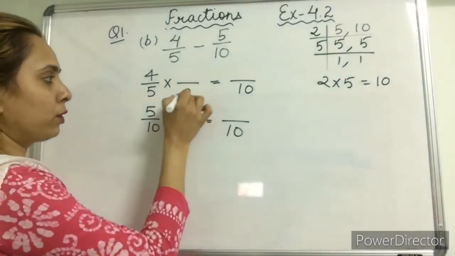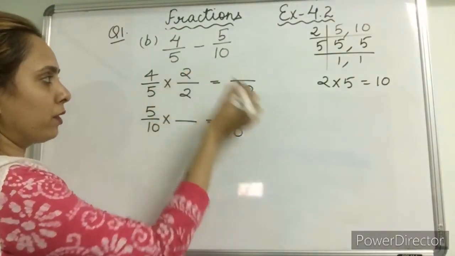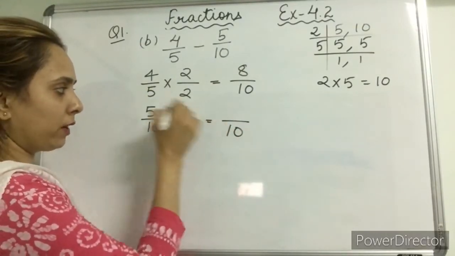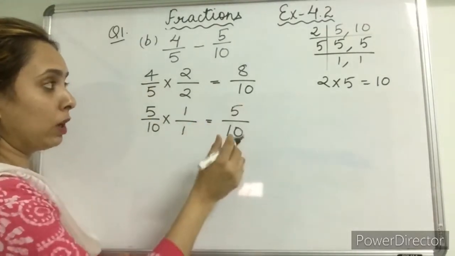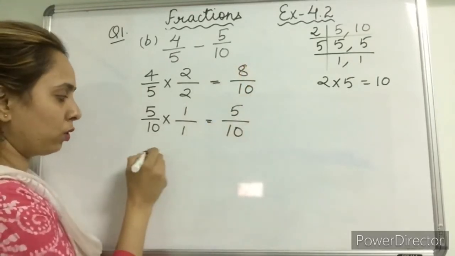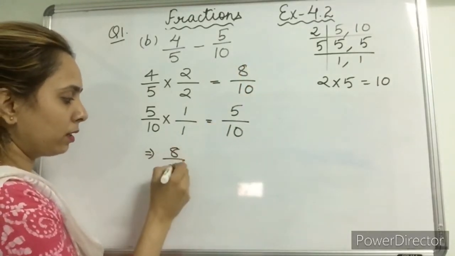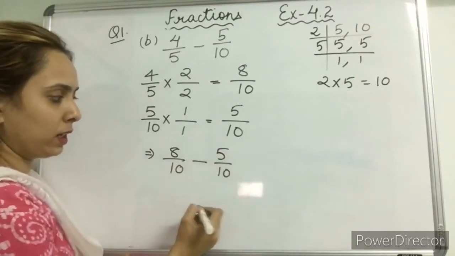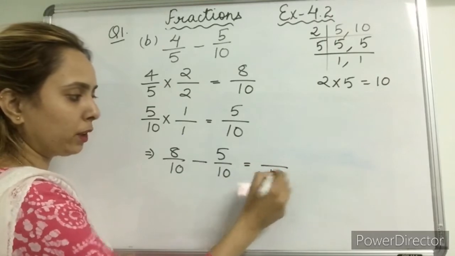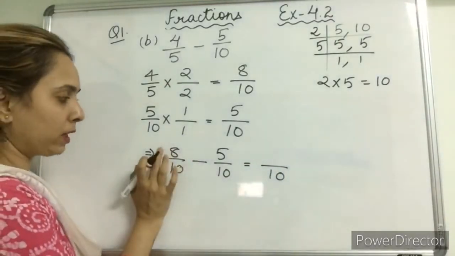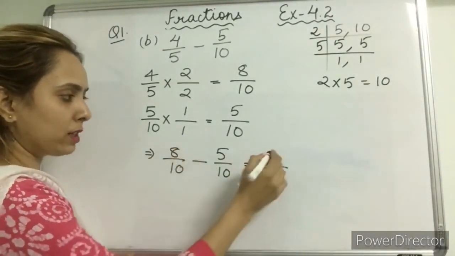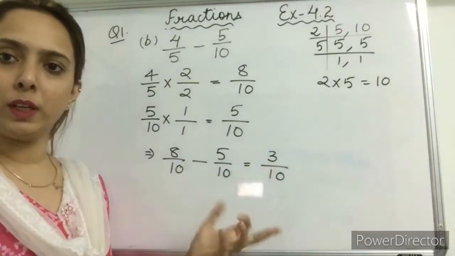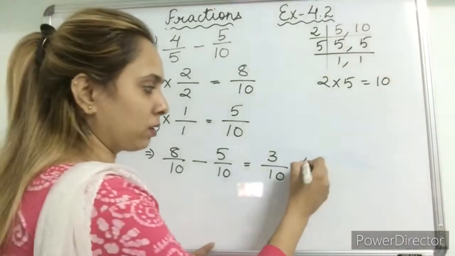Now 5 2s are 10. So here also I will write 2. So we get 8. 10 1s are 10. So I will write 1 here, 5. Now like fractions. So 8 upon 10 minus 5 upon 10. So what will you get? You will copy the denominator as it is. Subtract this 5 from 8. So the answer will be 3. Now again 3 is a prime number. So we cannot reduce it. So this is our answer.